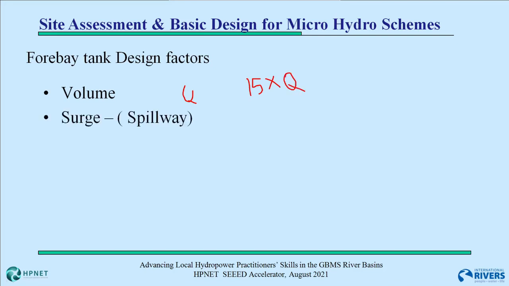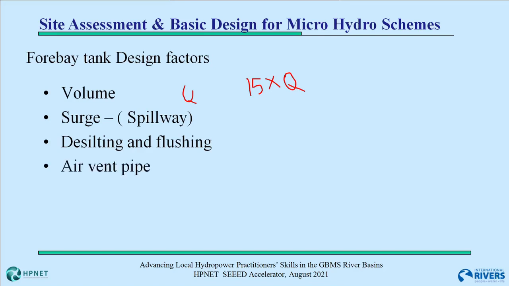The second factor is called surge. When the turbine is stopped suddenly, a lot of pressure will travel back to the forebay tank, causing the water level in the forebay to rise very quickly. If this is not handled properly, it will spill over the penstock and it will damage the structure. So the forebay should be designed to handle such surge rises. The forebay should also have a mechanism to desilt and flush out the silt periodically.